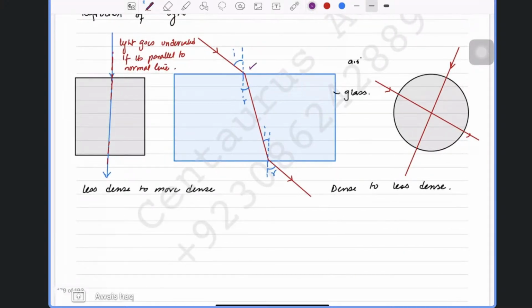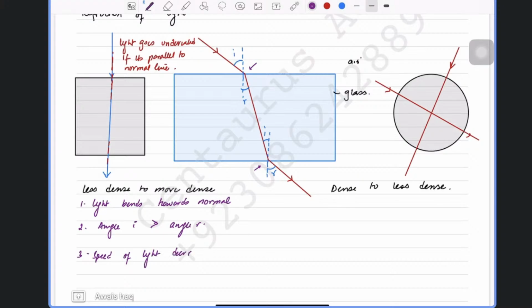This case is when it is going from less dense to more dense, and this is the other, so we're going to write about them. So in the first one, when it's going from less dense to more dense, light bends towards the normal and angle I is greater than angle R. The third thing you guys should remember, speed of light decreases, and the fourth thing, wavelength decreases.